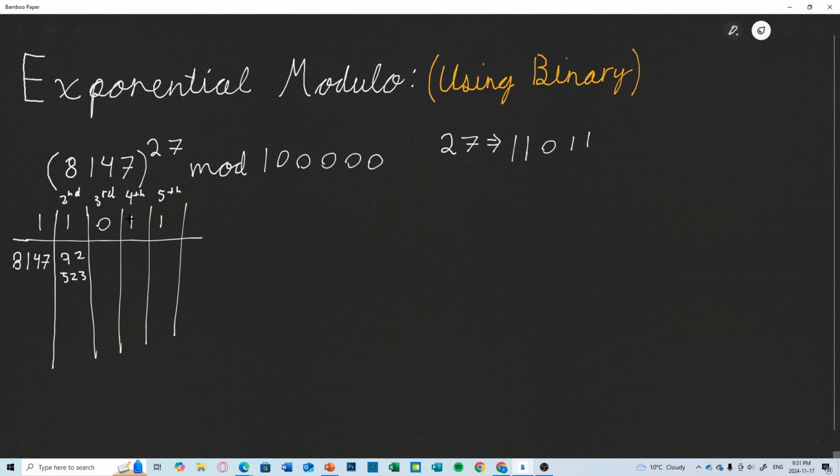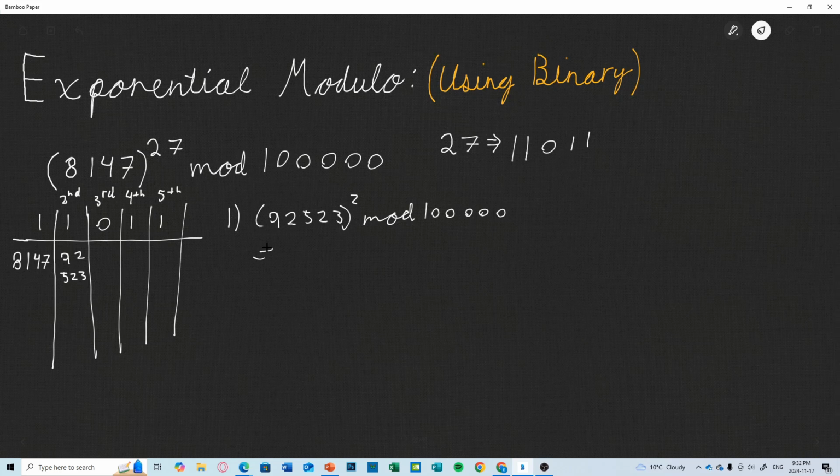So now what we want to do is figure out our third column. We'll see that our digit is a 0, which means that we only have to do one step. And it's going to be the same first step as if we had a 1, which is taking our remainder, or what is in our column here, which is our 92523, and squaring it, taking modulo 100,000. If we put 92523 squared into a calculator, we're going to divide it by 100,000.